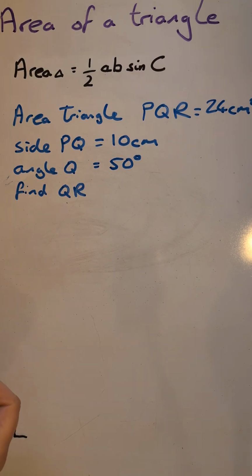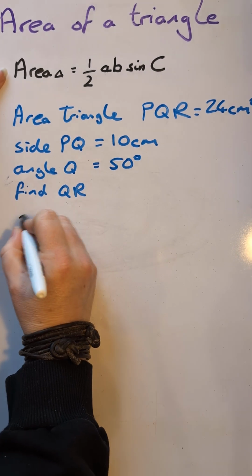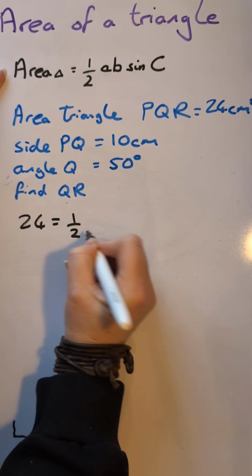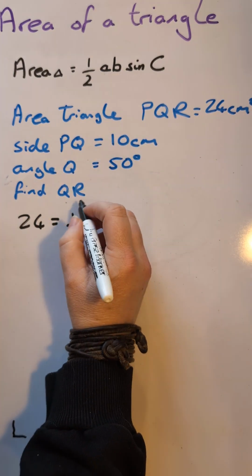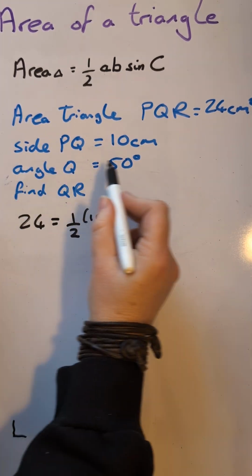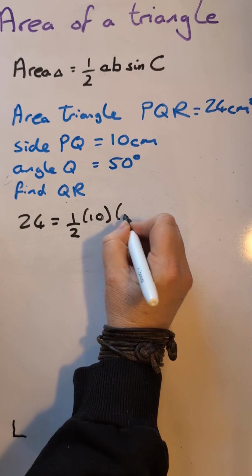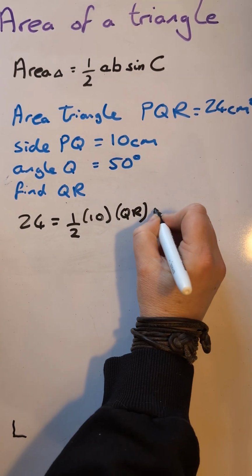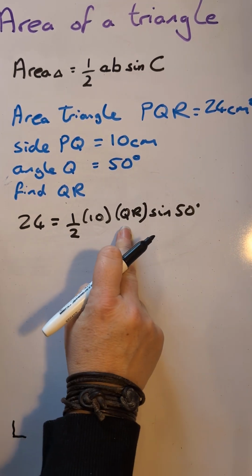Just like in any other algebra question, and this is where everything starts tying together, you substitute in what you know. So the area we have is 24, and we know that that is half of, a and b doesn't matter what way it is, half of the side we know, times the unknown, which is our QR, times the sine of our angle 50 degrees. Rearrange to get QR on its own.